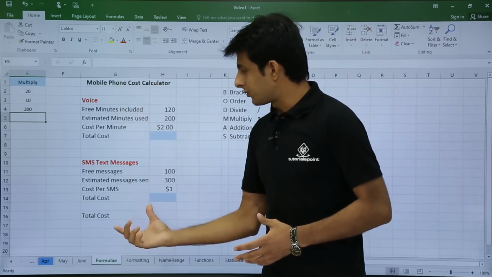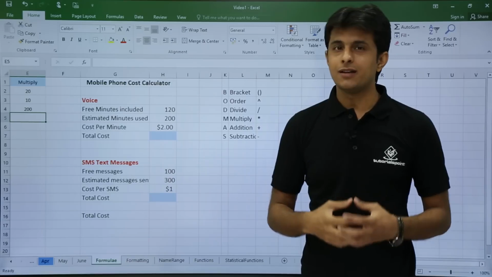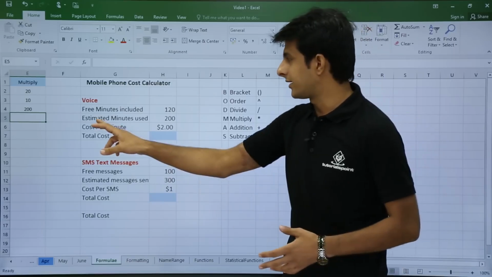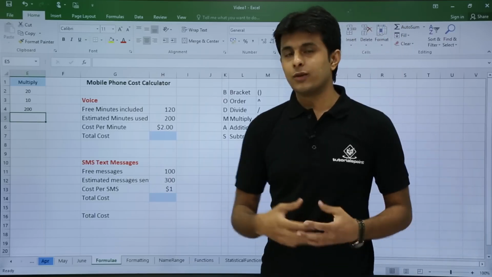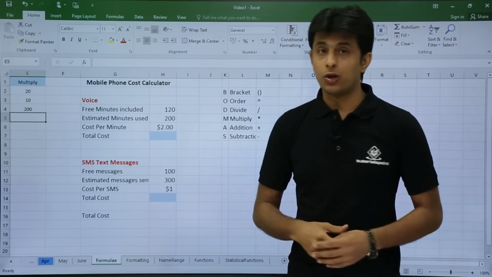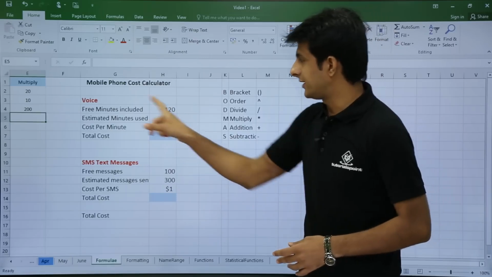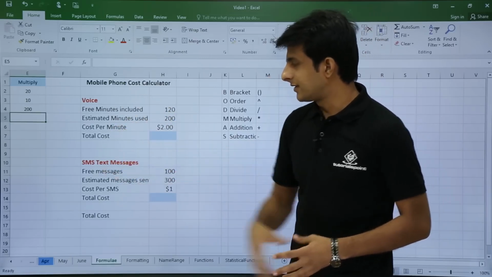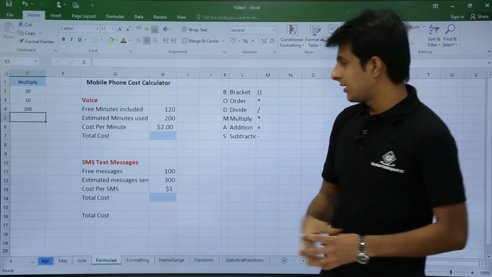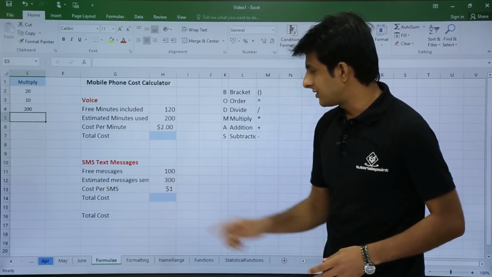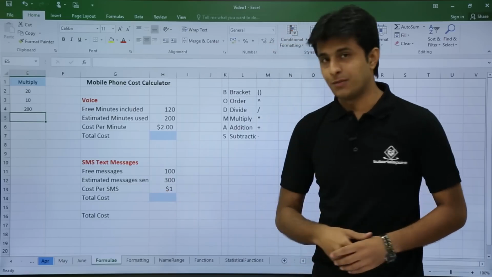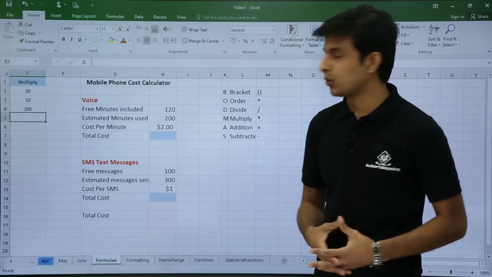So let's see how I calculate. The calculation I'll be doing here is equal to estimated minus the free minutes included. So I should get the answer as 80, and that 80 I should multiply with the $2 per minute. So when I multiply, I'm expecting the answer as 200 minus 120, that is 80. Now you can see there's a different answer, which is showing 40 in brackets, $40. That means it's a negative answer.